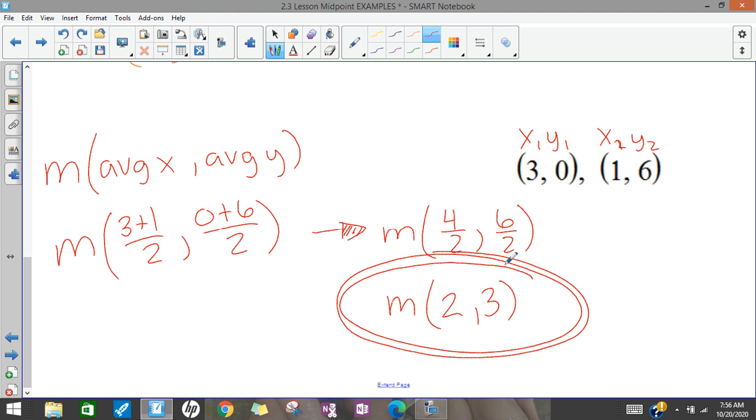And if you want to think about it, like I said, the midpoint was in the middle. The average is the way to find the middle. So if you look at just the x's, this number 2 should be in the middle of 3 and 1. Well, it definitely is. 2 is right in the middle of 3 and 1. My y value of my midpoint, 3, should be in the middle of 0 and 6. Well, 3 is right in the middle of 0 and 6. 3 is halfway to 6. So it's definitely the midpoint.